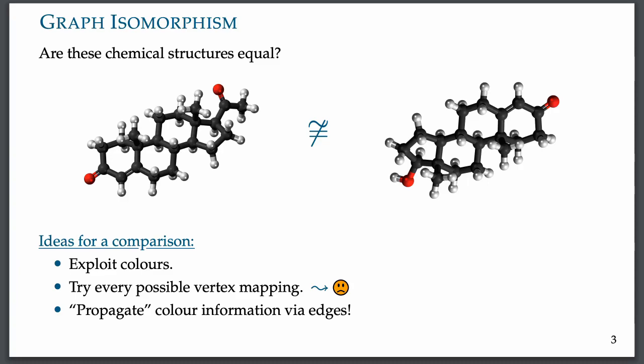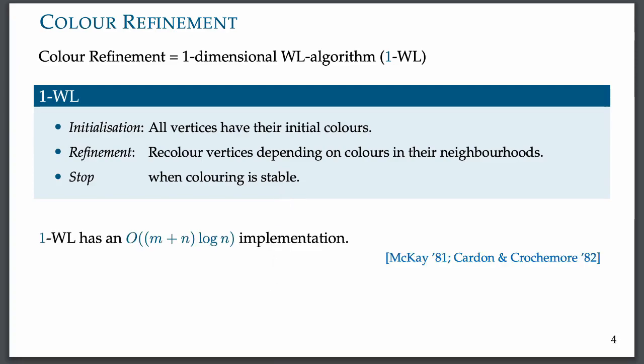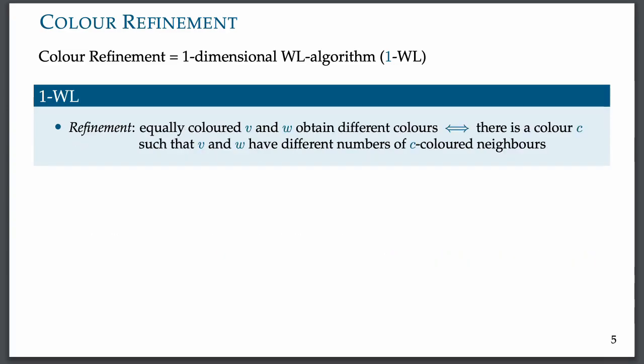This is exactly what color refinement, also called the one-dimensional Weisfeiler-Leman algorithm, does. Roughly speaking, it takes an input graph, applies a local refinement criterion repeatedly to compute colors, and only stops when the color partition is stable. So all white vertices are actually the same type of white, informally speaking, and the same holds for all other colors. Due to its very efficient implementation, the algorithm is used in all competitive isomorphism solvers. Let's look at the refinement criterion in more detail. Two vertices obtain different colors if there is a color which appears a different number of times in their neighborhoods.